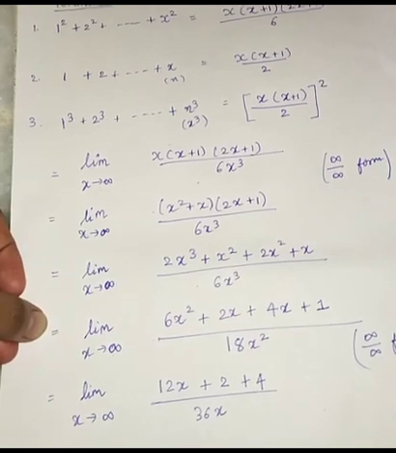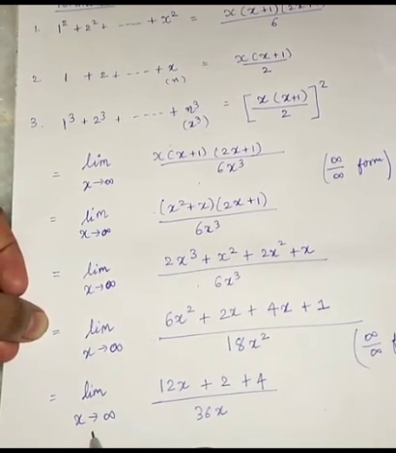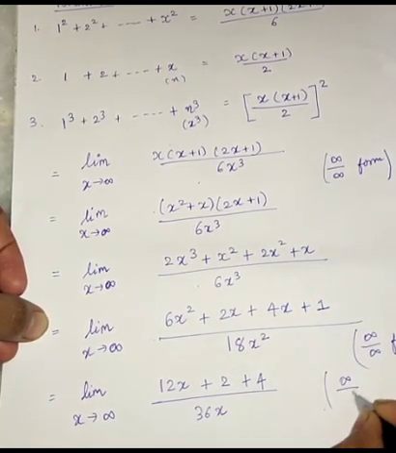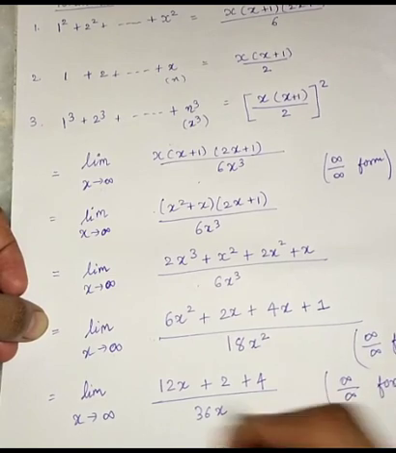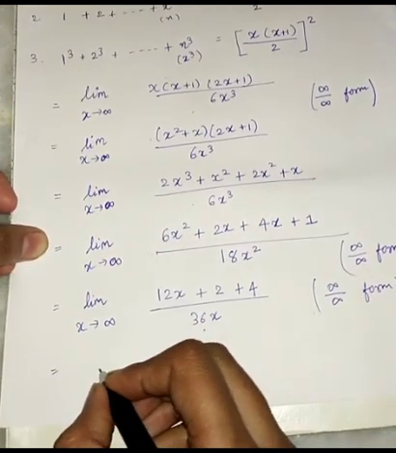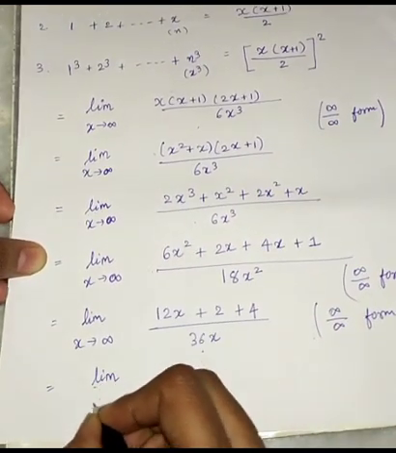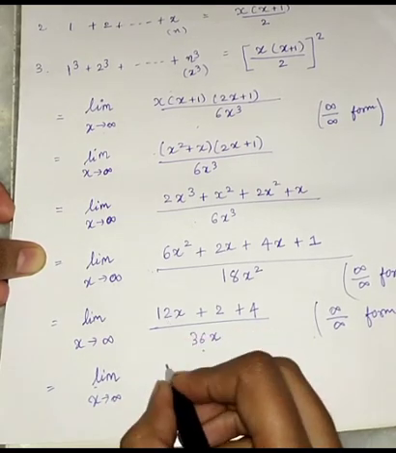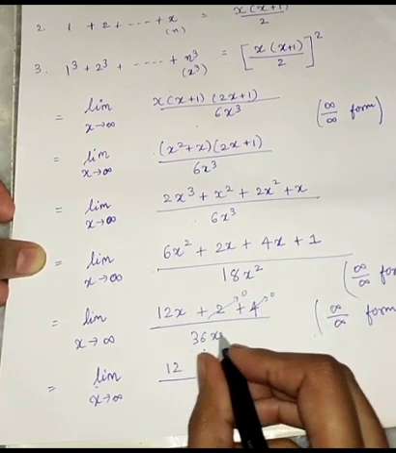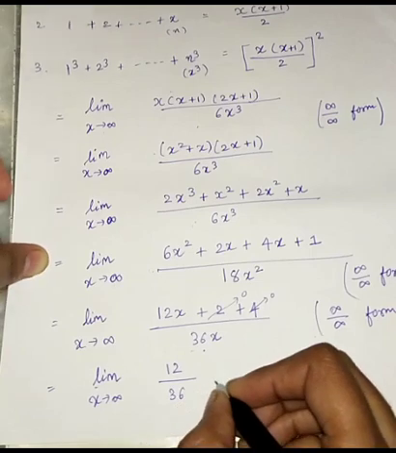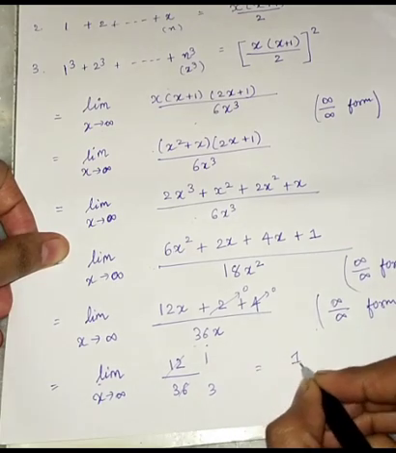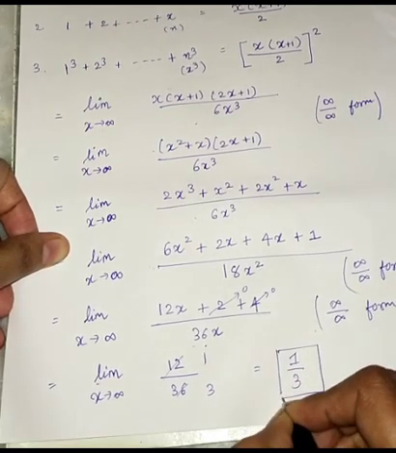Again if we substitute this limit in this equation, then we get infinity by infinity form, because infinity plus anything is infinity upon infinity. So we will further differentiate this equation. So we get differentiation of 12x is 12, plus this will be 0, and differentiation of 36x is 36. So we get 12 upon 36, that is 1 upon 3. So we get a finite value.